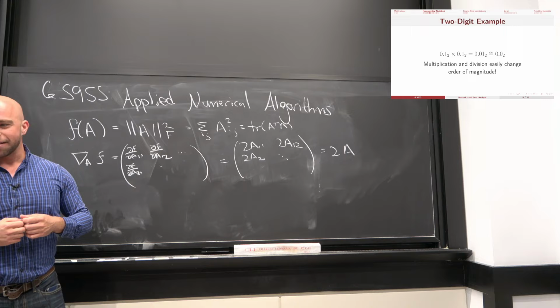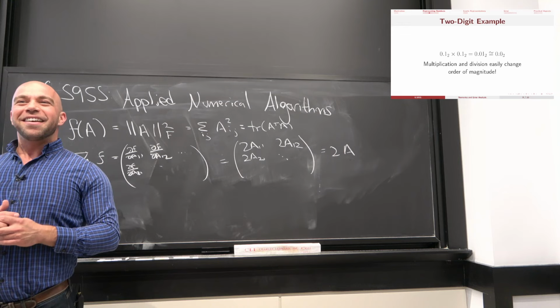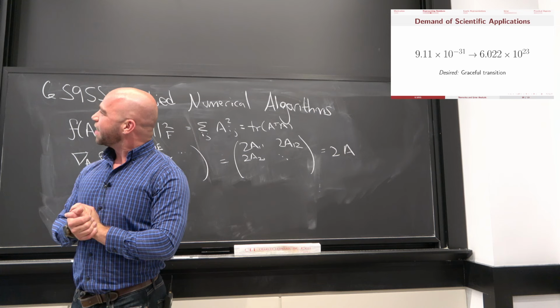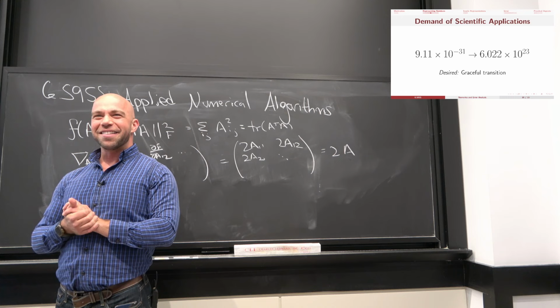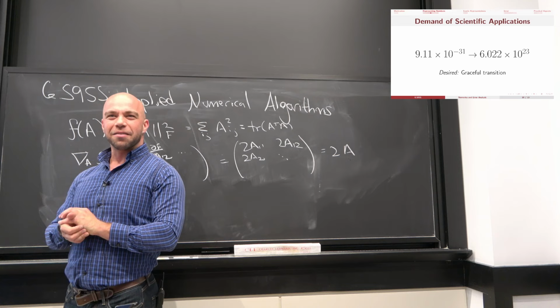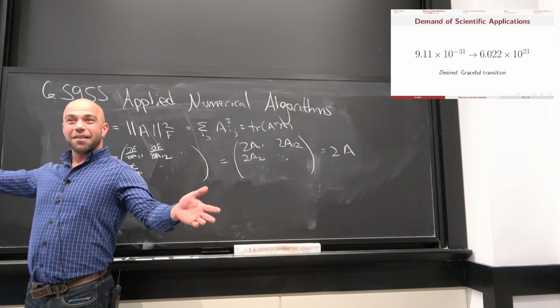So the reality in scientific computing is that we work with numbers on all kinds of ranges, right? Everything from 9.11 times 10 to the minus 31. Anybody remember that? I had to Google it. It was in my notes and I forgot. It was the mass of what, a neutron, electron, proton? I don't know, in kilograms. To 6.02 times 10 to the 23rd. These are all numbers that scientists work with all the time.